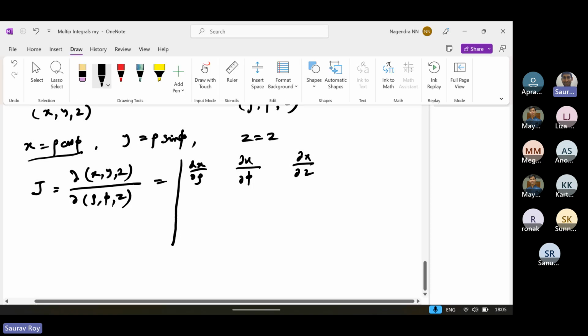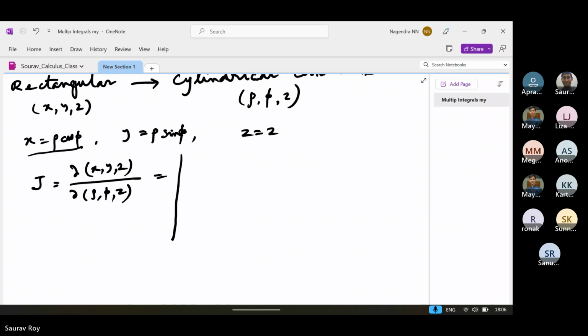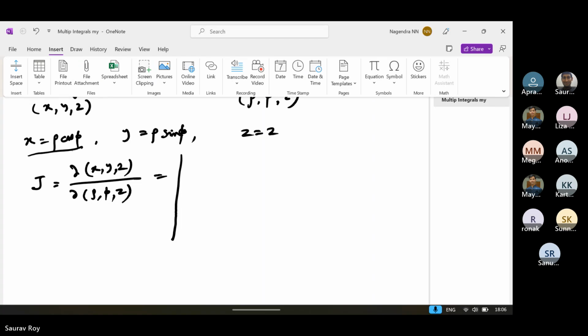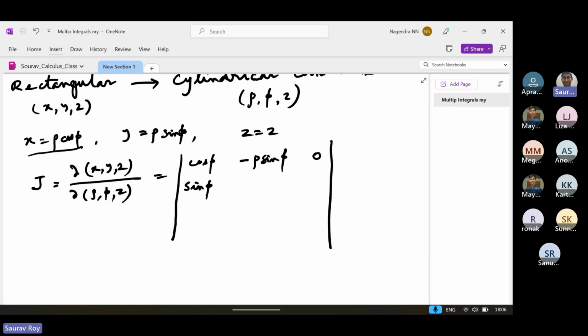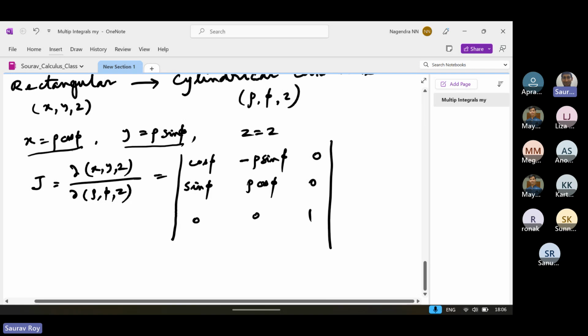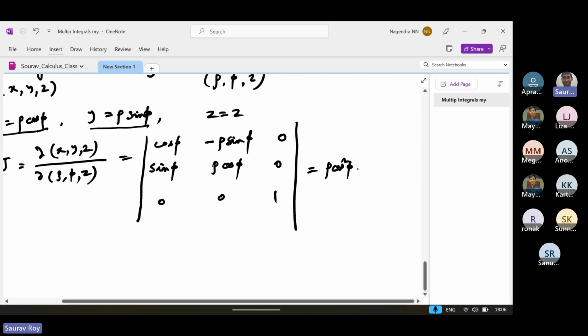Now let's see what this is. dou x dou rho is cos phi. Dou x dou phi is minus rho sin phi, and dou x dou z is 0. Similarly, you can calculate all of these. Dou y dou rho is sin phi, dou y dou phi is rho cos phi, and this is 0, and for z all these are 0, and this is 1. If you calculate this determinant, it comes to be rho cos square phi plus rho sin square phi, that is equal to rho.